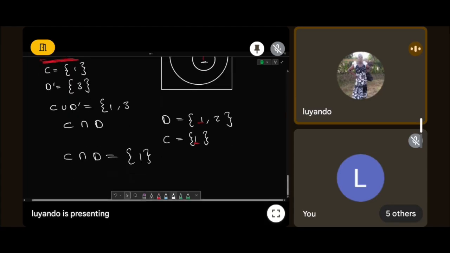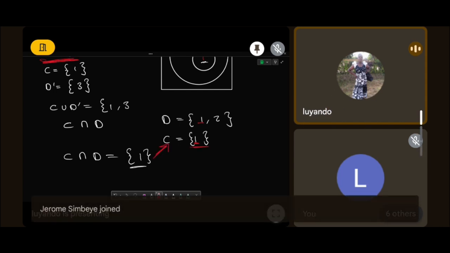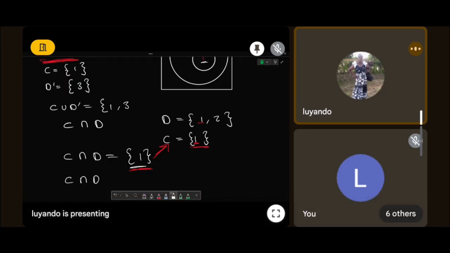If we look at this, can we associate it with something? We find that yes, we can actually associate this with C. We find that C just has 1, and this has 1 too. So we can conclude to say that C intersection D is simply equal to C. Do you understand that? Or have I lost someone? Okay, good.